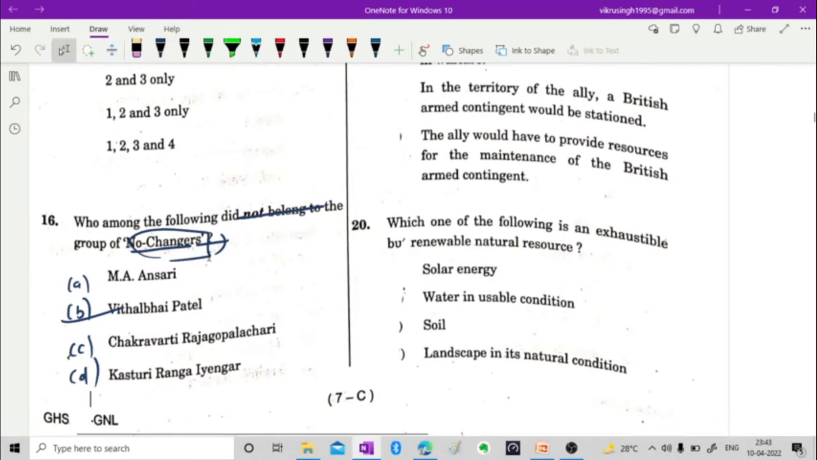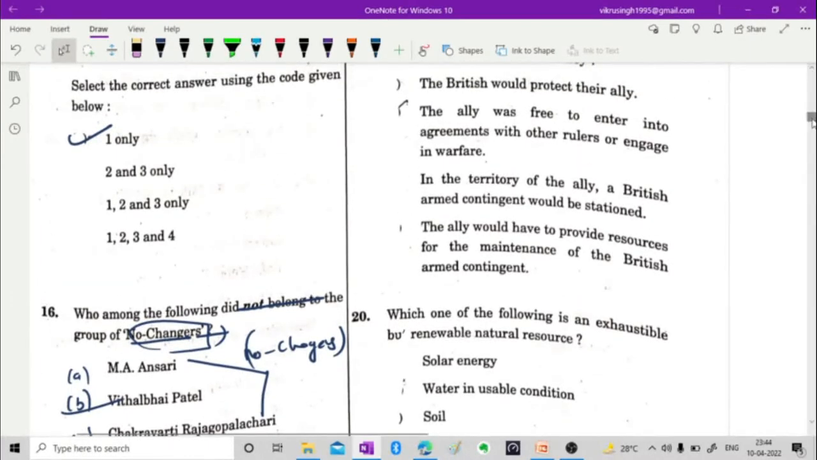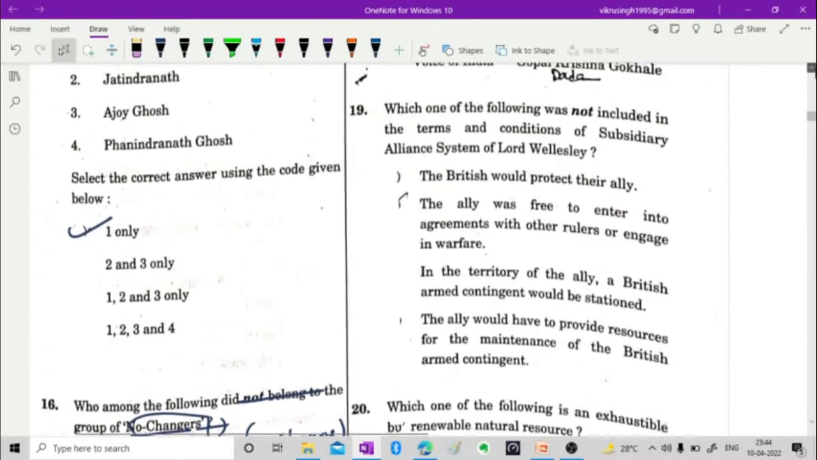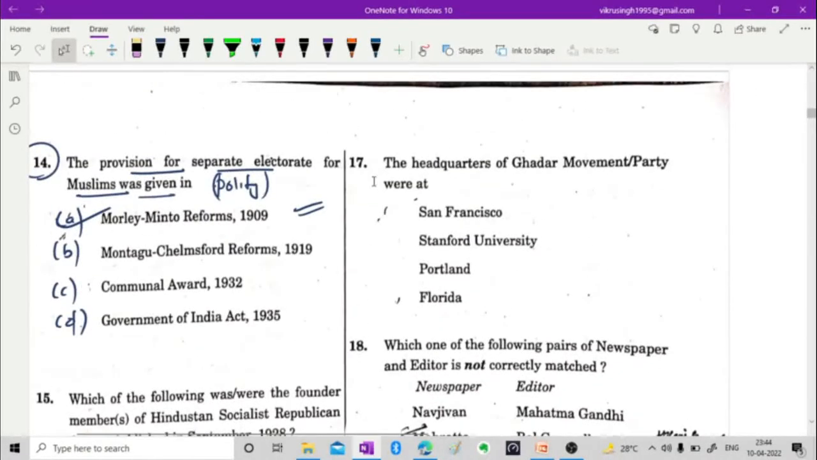And the no changers, they opposed the council entry, advocated concentration of constructive work, continuation of boycott and non-cooperation. So yahan pe sab the, no changers mein kaun kaun the. So this is very important. And isme inhone kisne shuru kiya tha, if I would say Rajagopalachari and M.A. Ansari, in dono ne came to be known as the no changers. They oppose the council entry. Bahut important question hai. Question number 16 ho gaya. Yes. Proceed to question number 17.